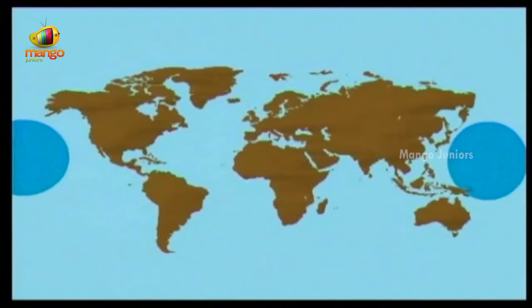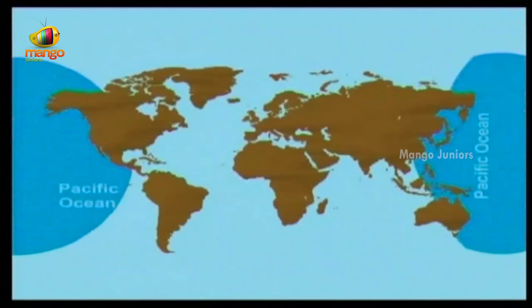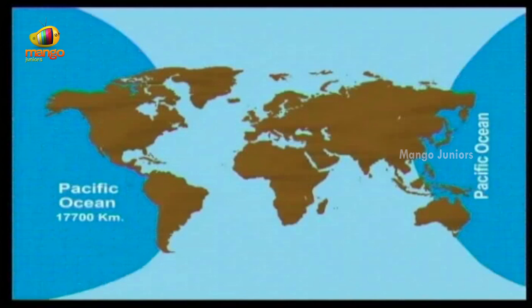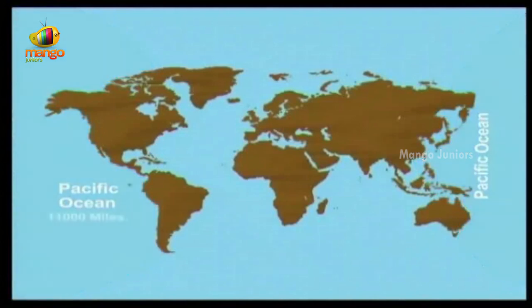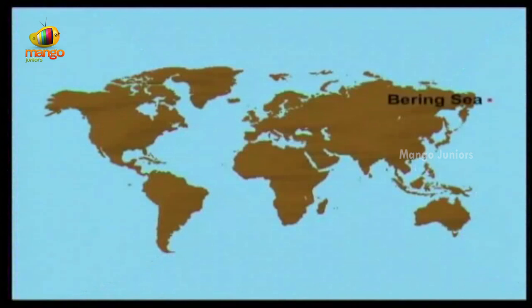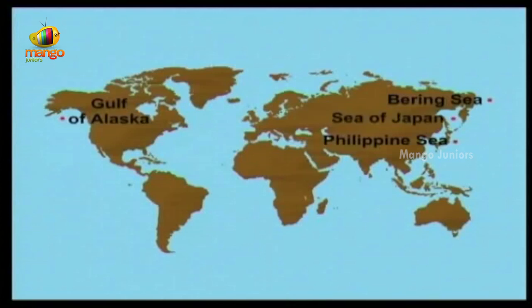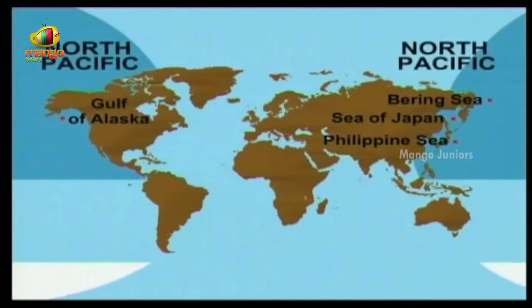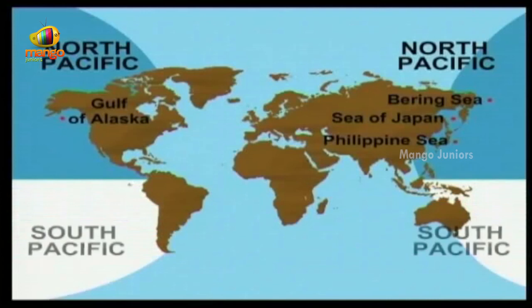The Pacific Ocean is spread across 17,700 kilometers in width, that is 11,000 miles. It includes the Bering Sea, Gulf of Alaska, the Philippine Sea, and Sea of Japan. It is bisected by the equator. The part north of the equator is called the North Pacific. The part south of the equator, the South Pacific.